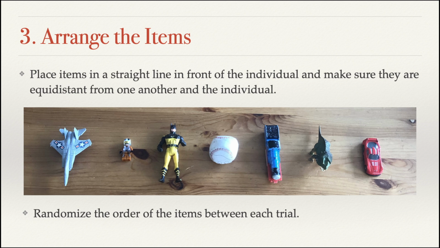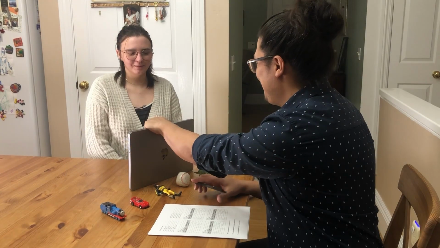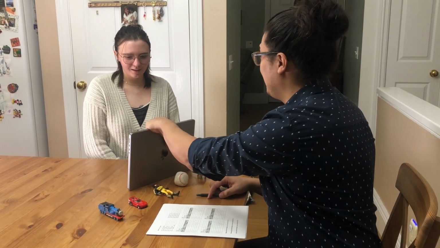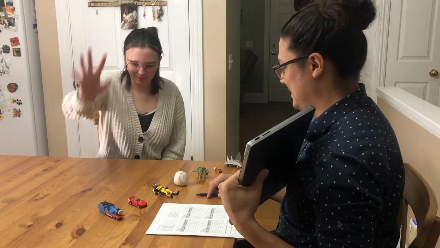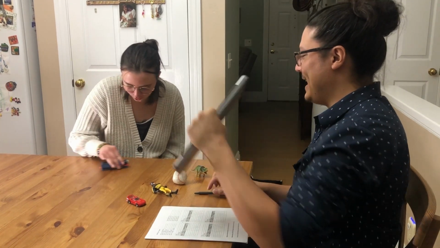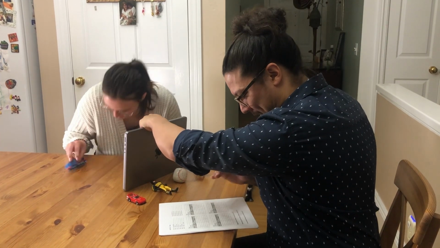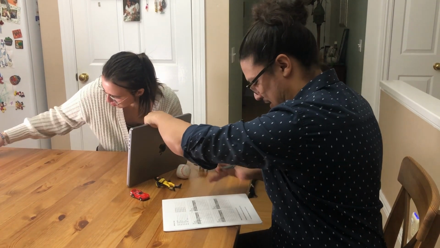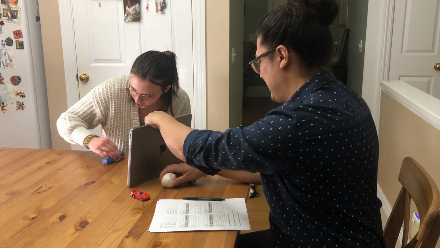Place the items in a straight line in front of the individual and make sure they are equidistant from one another and the individual. And you're going to randomize the order of this each trial we run. Step 4, we start running the trials. The first trial, we instruct the individual to pick an item from the array. Allow them some time to engage with the item for a short period of time, and then record on your data collection sheet which item was selected.